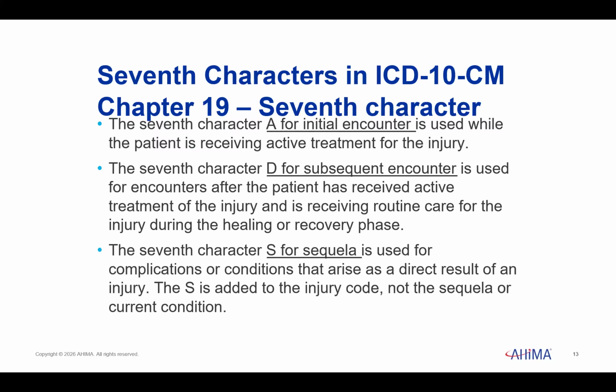And again, seventh character A means initial encounter while the patient is receiving active treatment for whatever the injury is. And D is for routine healing or recovery after the active treatment. And S is for sequela. And S goes to the injury code, not on the condition that resulted from it, if you will. So you have A, D, and S applied to the injury code, not the current condition.